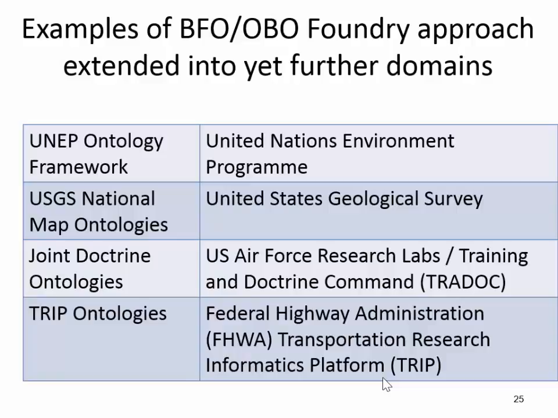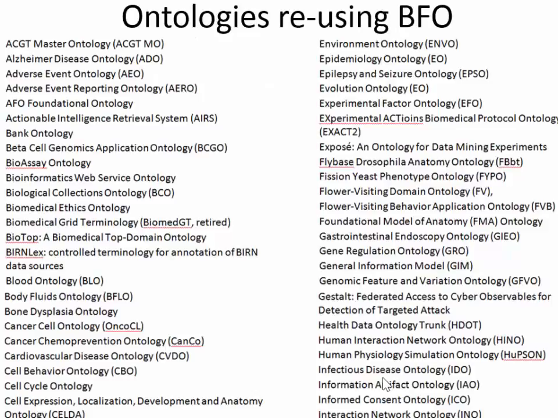Now, all of these efforts reuse BFO. So BFO is the domain-neutral core for multiple efforts to create modular frameworks of ontologies which are developed in tandem with each other. Coordinated development of modular ontology. So this is a part of the list. There are now more than 150 ontology groups who are using BFO. And you can find this list on the BFO website.